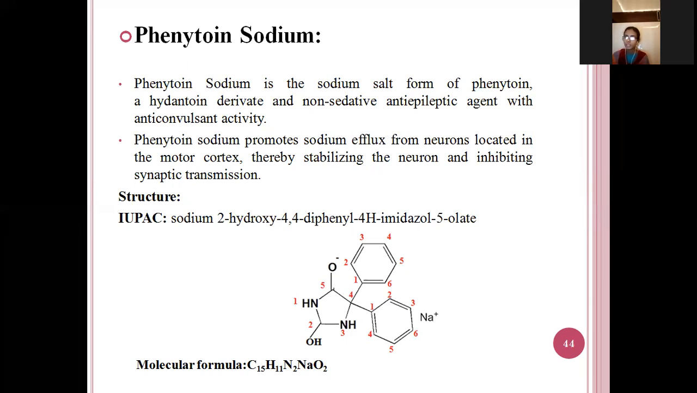So it will promote the sodium efflux from neurons, and which is located in the motor cortex. So it will stabilize the neuron and inhibit the transmission. This is the structure, and if you see the IUPAC name is sodium 2-hydroxy 4,4-diphenyl imidazole 5-olate.